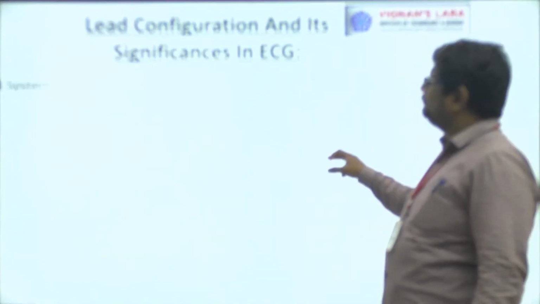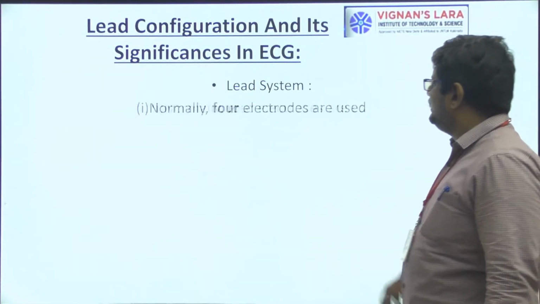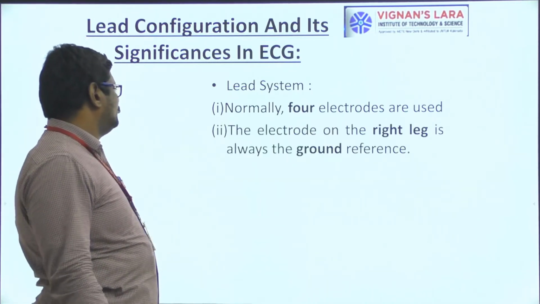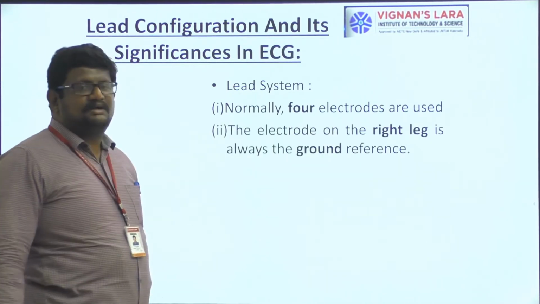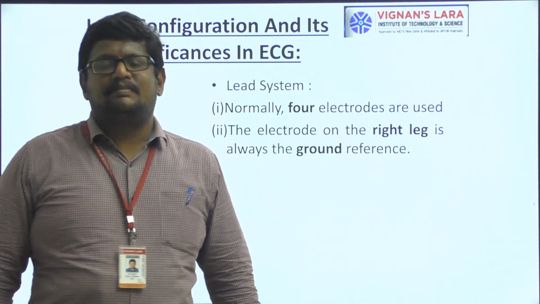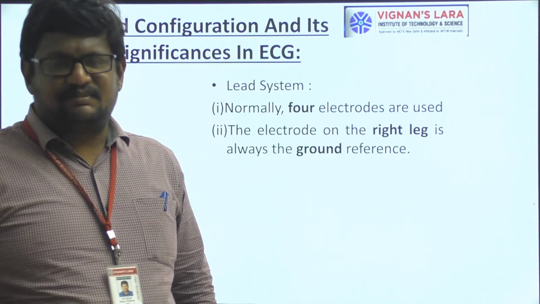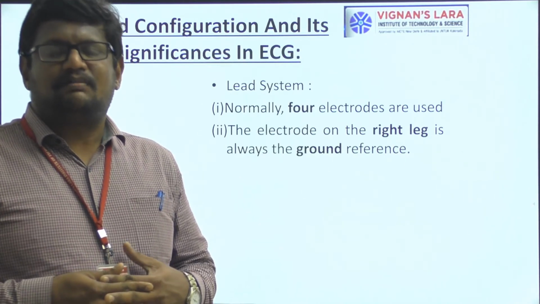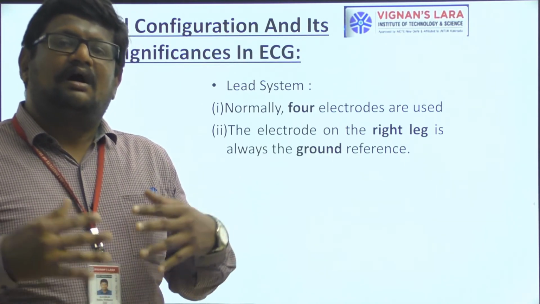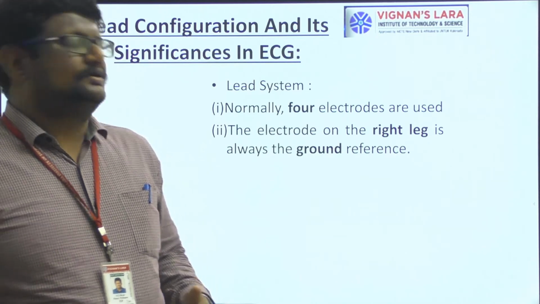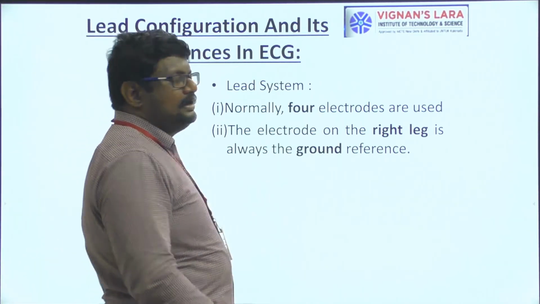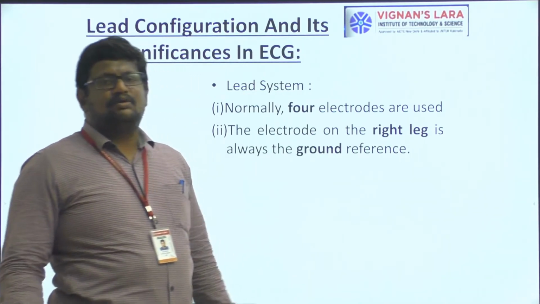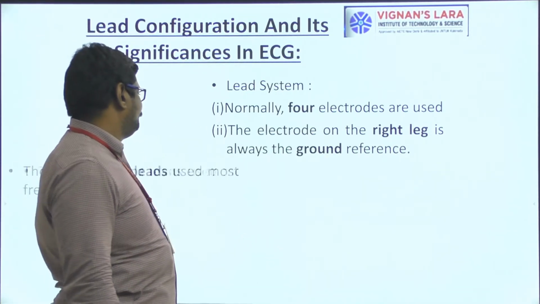Today we look at the lead configuration, in the sense of the lead system. Normally 4 electrodes are used. The electrode on the right leg is always a ground electrode. That you need to remember in common. Whenever the ECG measurement is made, the electrodes are attached to all the limbs. What is meant by limbs? Arms and legs are said to be limbs. So the electrodes are attached to all the limbs, whereas the right leg electrode is said to be a ground electrode. What is meant by ground? It is used for reference.